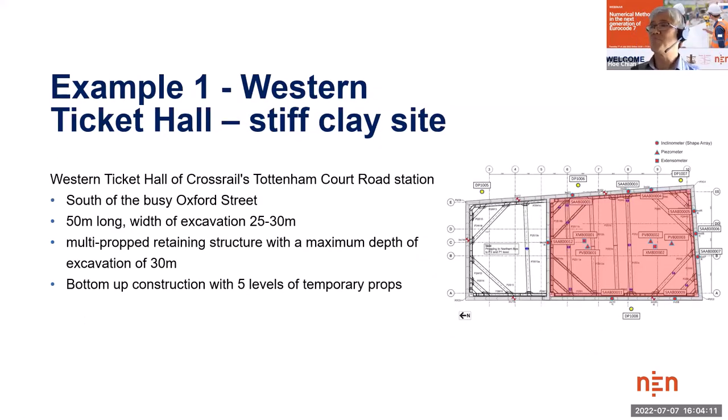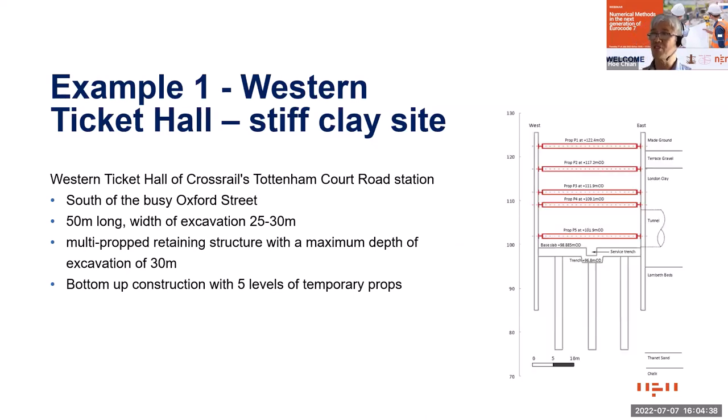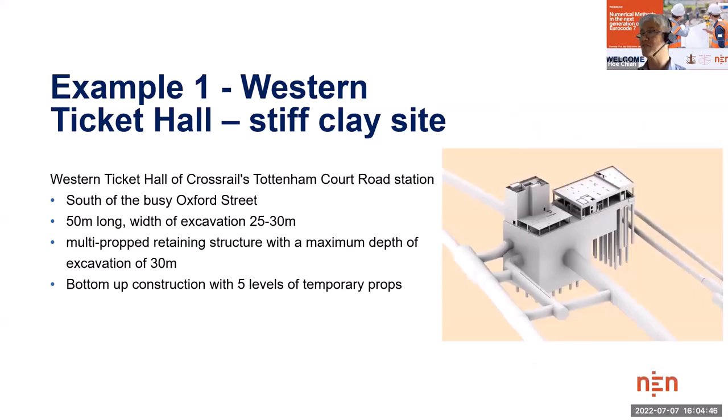Let's go to the first example. Western Ticket Hall is a stiff clay site, just south of Tottenham Court Road, south of Oxford Street, part of Tottenham Court Road Station. The size of the excavation is 50 meters north to south, and the width is between 25 to 30 meters. It's designed as a multi-prop retaining structure with a maximum excavation of around 30 meters, bottom-up construction with 5 levels of temporary prop. This is the image of the finished structure.